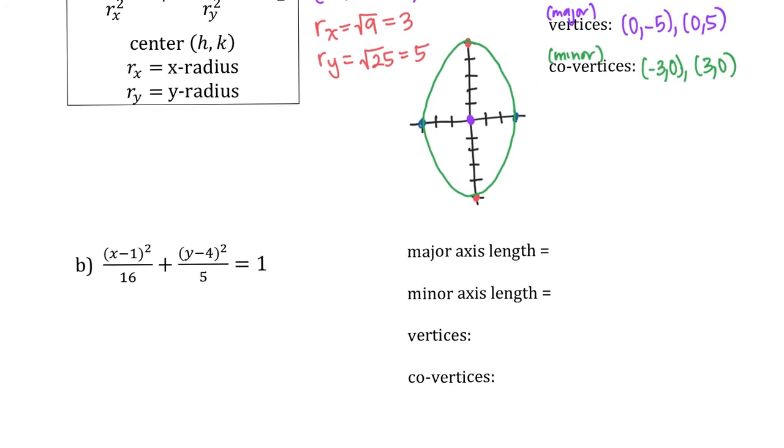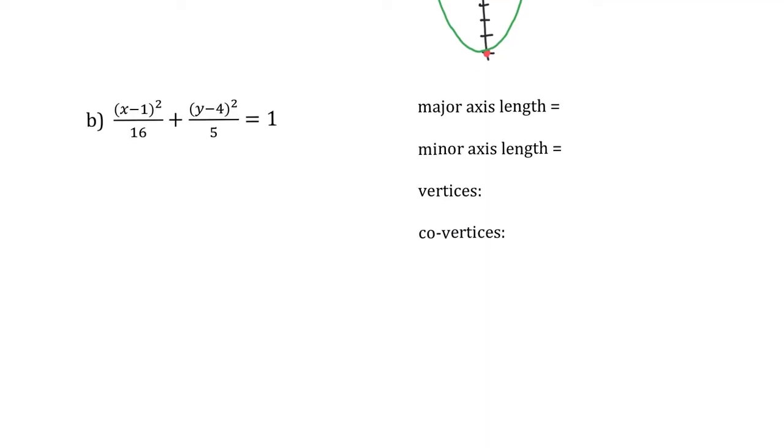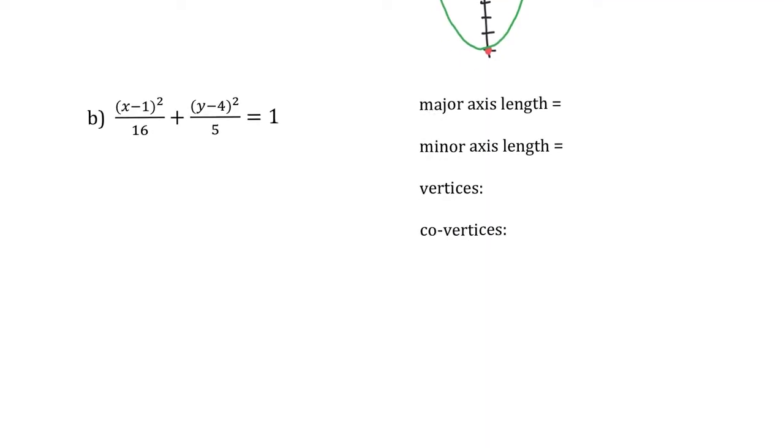Okay, let's go ahead and look at one that's not centered at (0, 0). Now that we know the shape, this is still an ellipse. It is in standard form. I see that this center is going to be (1, 4). The x radius squared is under here. The y radius squared is under here, and this has to equal 1. Okay, let me identify the center. Center is (1, 4). The x radius would be the square root of 16, which is 4. The y radius is the square root of 5.